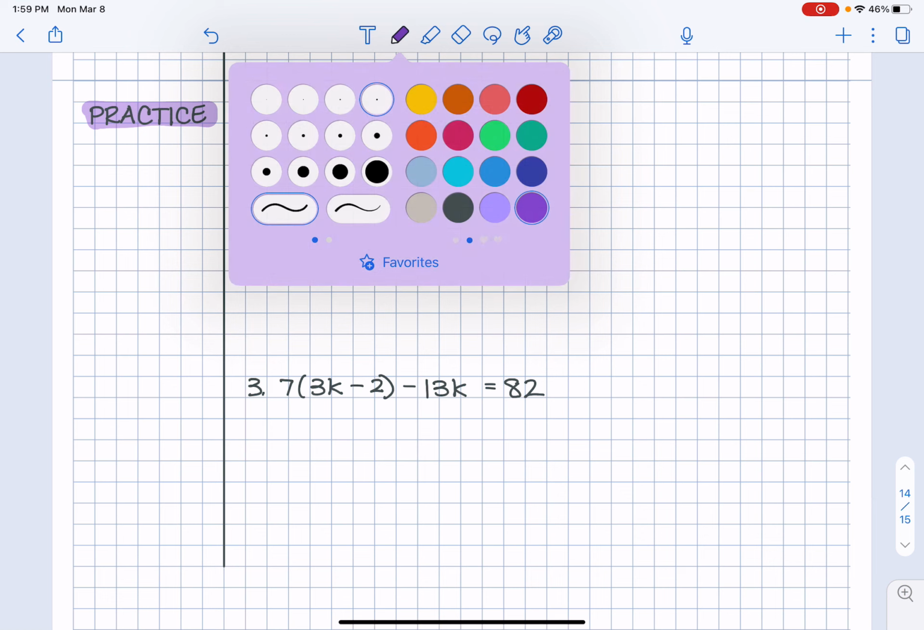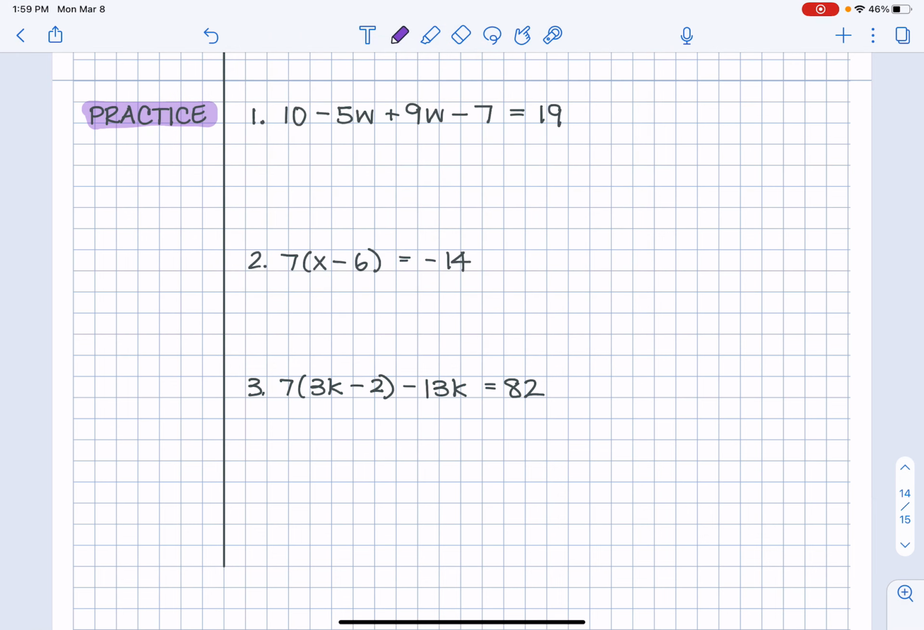Okay, I'm going to give you guys the answers now. For number 1, you should have gotten w equals 4. For number 2, you should have gotten x equals 4. And for number 3, you should have gotten k equals 12. If you have any questions, go ahead and ask us, but that is your notes for the day.